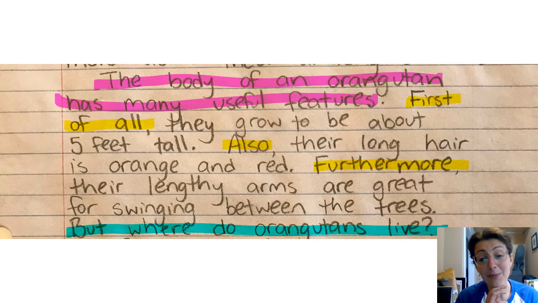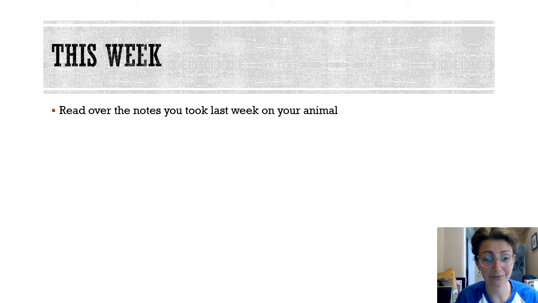And then I wrap it up with a concluding sentence. Usually a concluding sentence will kind of restate the topic, but I decided to get kind of creative with mine. My next paragraph is going to be about habitat. So I decided to give a little teaser at the end of this paragraph. I wanted to say, but where do orangutans live? And then the next paragraph is going to come in and be like, the habitat is where they live, and tell all about that. So I thought that would be kind of fun. You can do it either way.